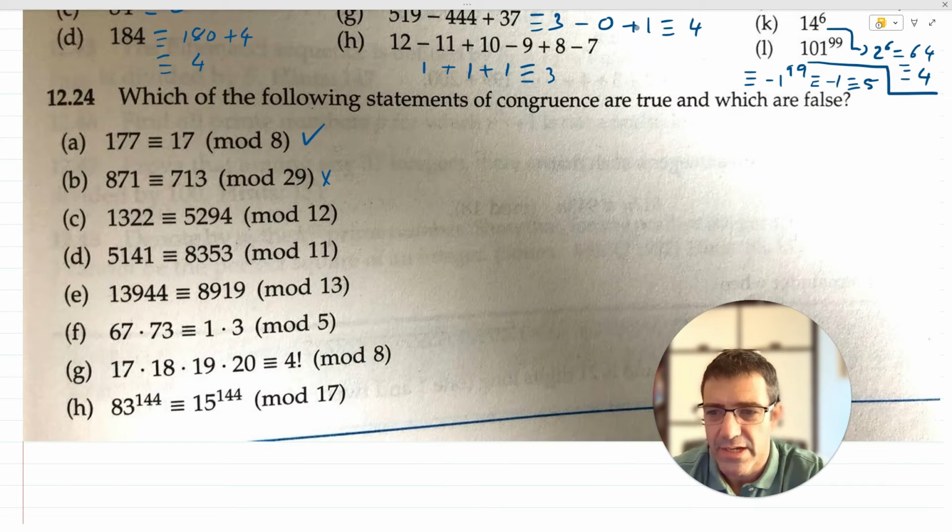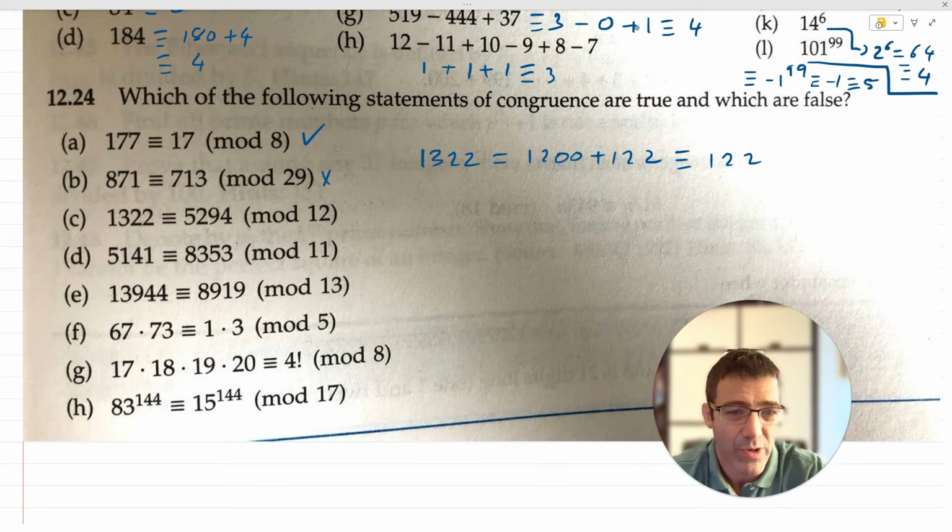Okay, we'll need to make a little bit of space to do the next questions. Question C here, mod 12. So a good idea is to think that 1322 is the same as 1200 plus 122, and 1200 is a 0, so we can say this is congruent to 122, and then 122 you can take away 120, so you can say this is congruent to 2. 120 is 12 times 10. So that's for the left-hand side.